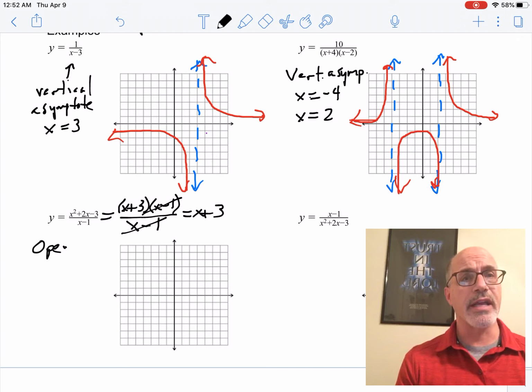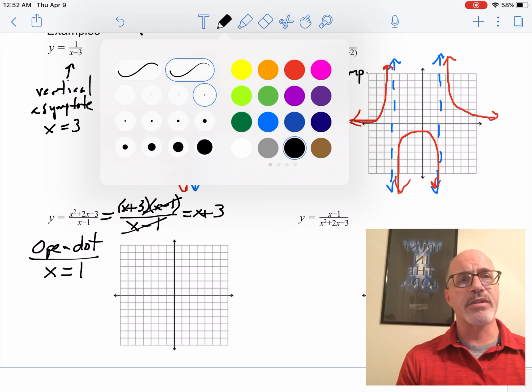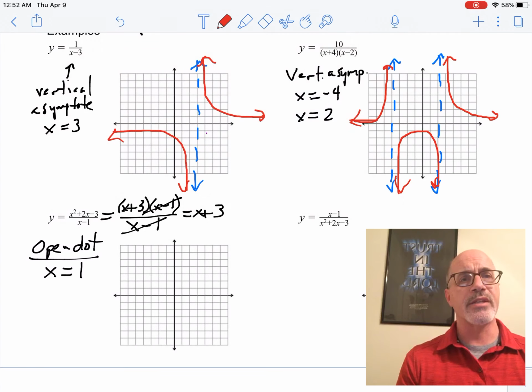It looks like a line. So since the x minus 1 in the denominator canceled, we have an open dot at x equals 1. So we'll draw that line of x plus 3, and when we get to x equals 1, we'll stop. We'll then draw an open dot there, and then we'll continue after we skip over it. There's our open dot at x equals 1, and we just keep continuing the line on both sides.